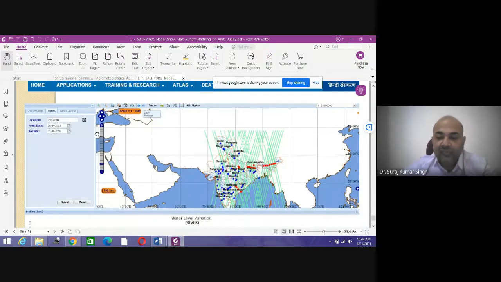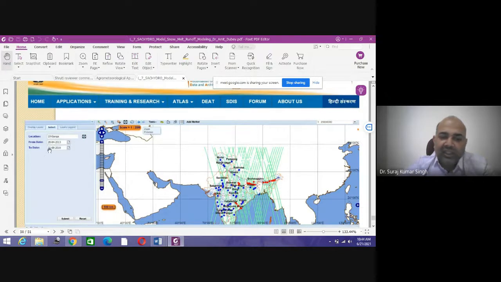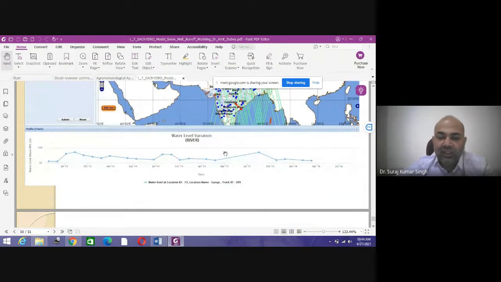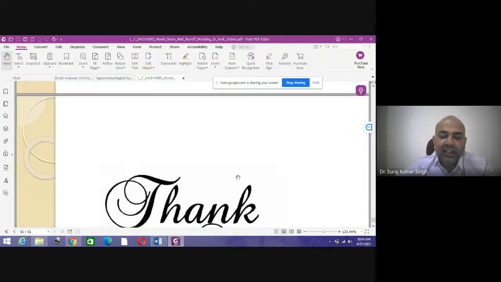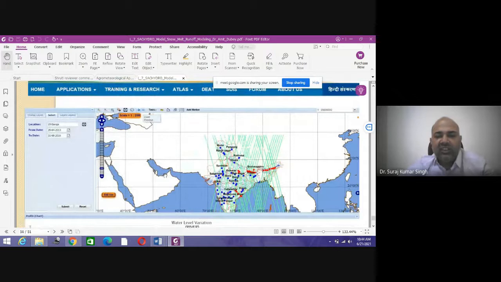So this is a web application that you can go to at the SAC application center, where you download Vedas. In Vedas you can see, for each and every location, the date and the time, and you can see the water logging variations of that area and various other features that are easily downloadable and easily mapped, and you can do various kinds of overlay analysis, and finally create a map using such overlay analysis.